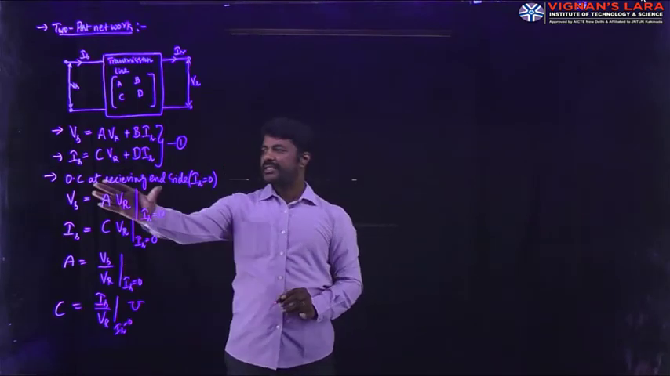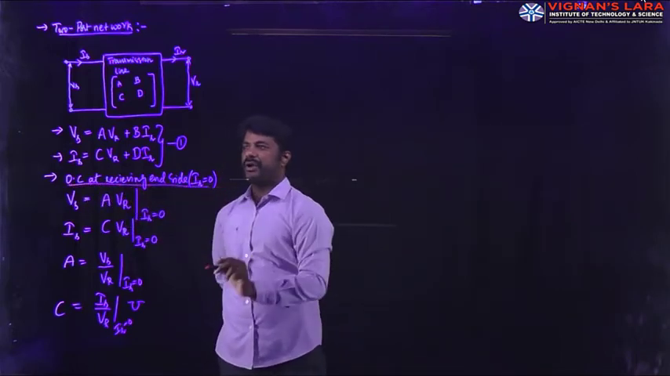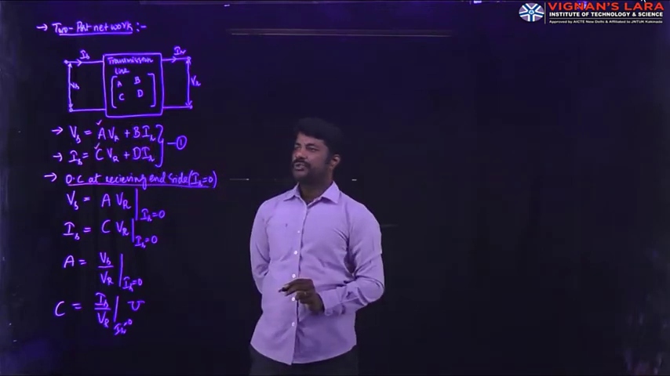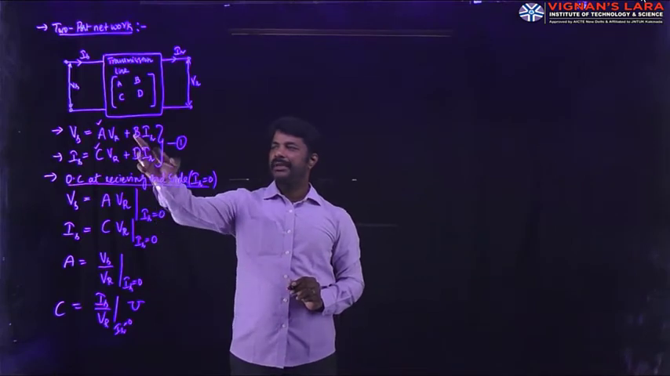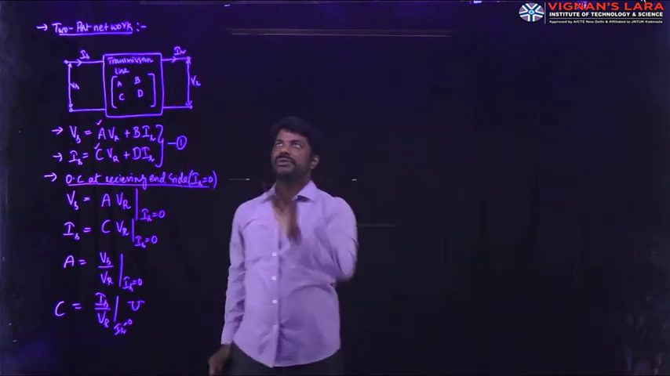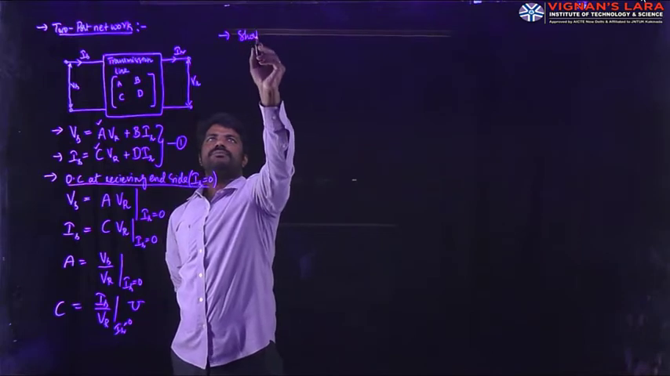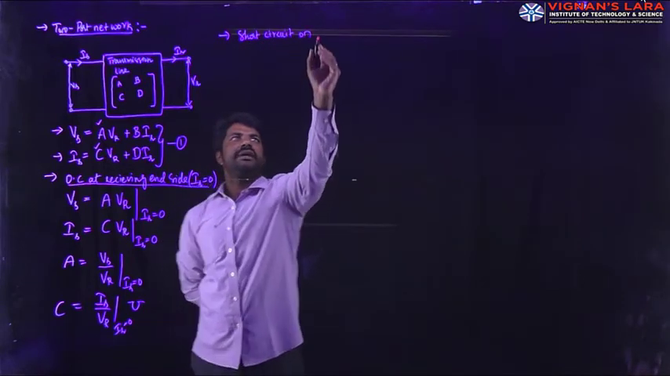So from this case study of open circuited terminals on the receiving end side, we got the constants A and C. The next two constants are B and D. To get the magnitudes of B and D, on the same receiving end side, I am now going to short circuit it. So the next case study is short circuit on the receiving end side.